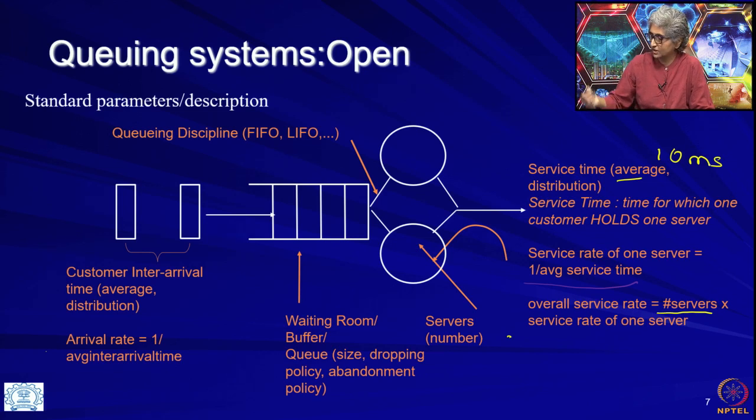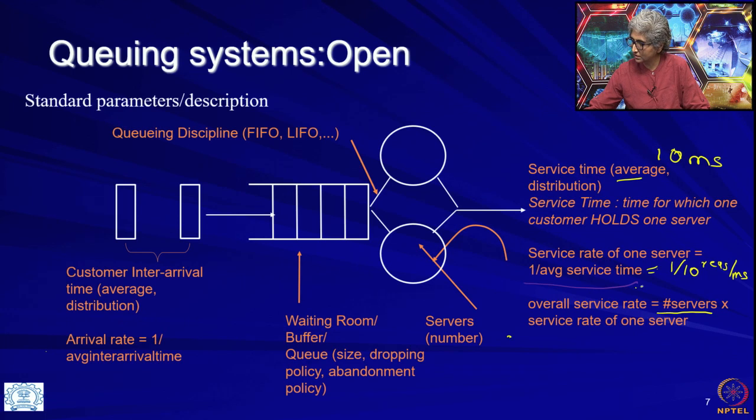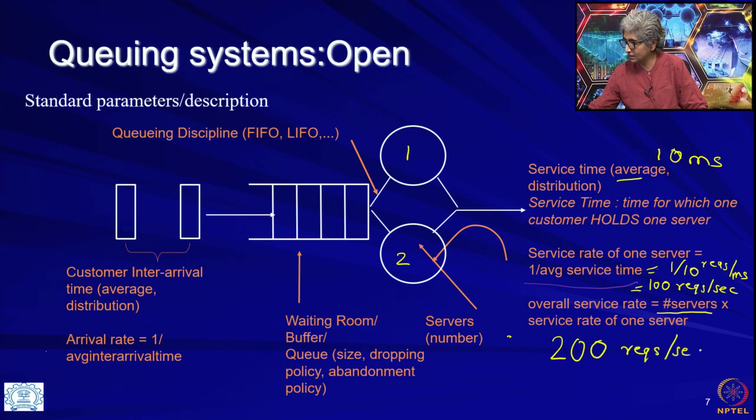This is typically the time a web server request might take for doing some computation or some other work. So let us say the service time is 10 milliseconds, then the service rate will be 1 by 10, which will be requests per millisecond. That is actually 100 requests per second. So this becomes 100 requests per second. That can be the service rate. If there were 2 servers, then the overall service rate is 200 requests per second. Yeah, servers can be 2.